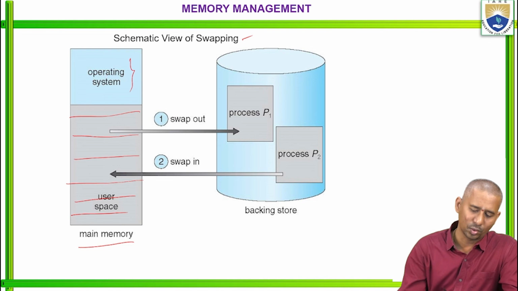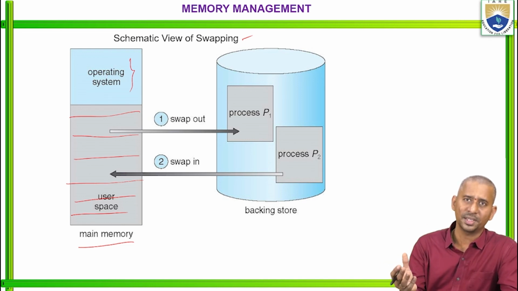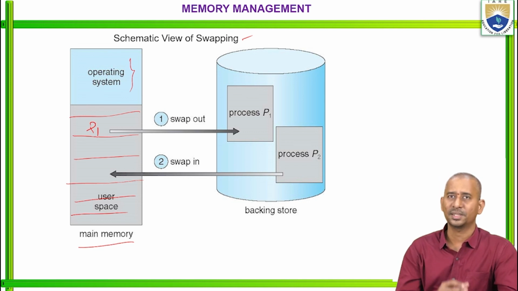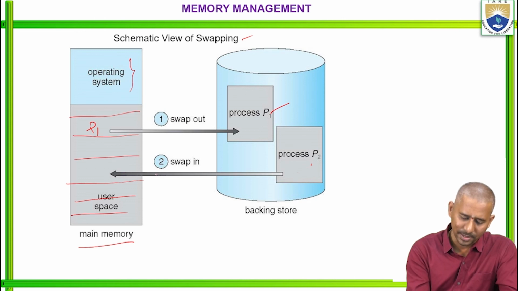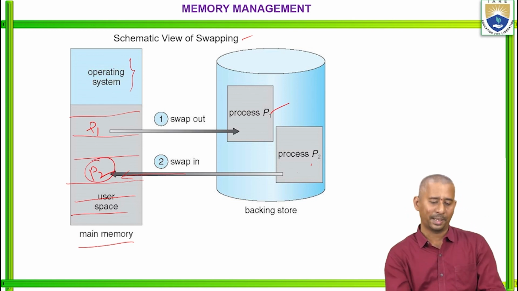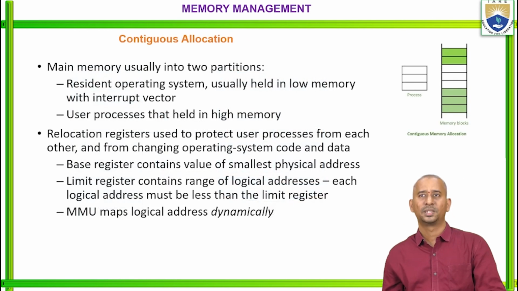So what happens here? There is no space. Then the memory manager swaps out the process which has the lowest priority. That's why we need to mention swap out. For example, here the process P1 is swapped out from primary memory to the backing store, and the process waiting at the backing store for execution is now swapped in. This process P2 is the newly arrived process. Now the primary memory executes this particular process. So this is the schematic view of swapping.